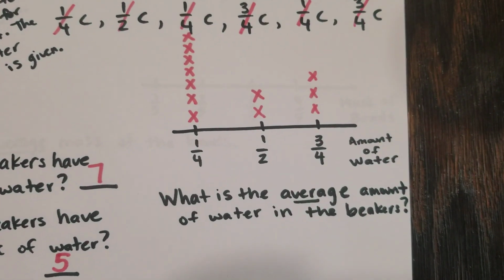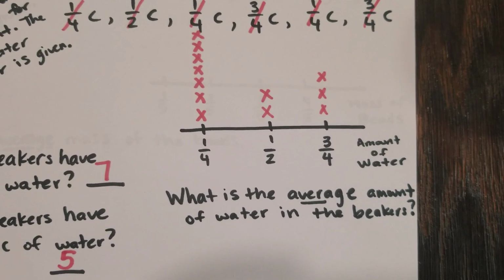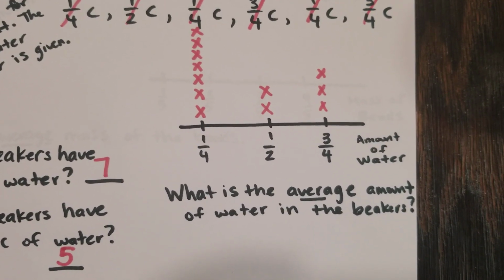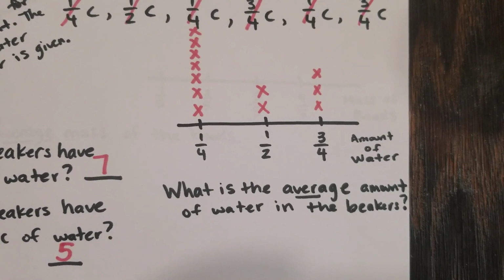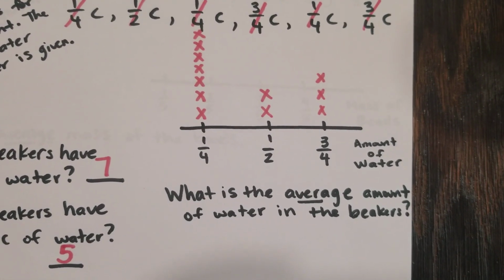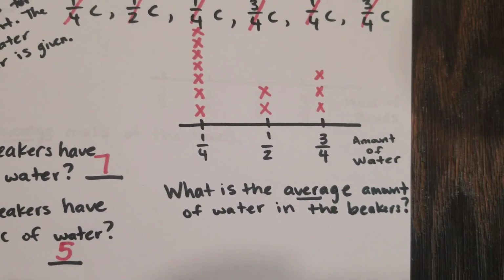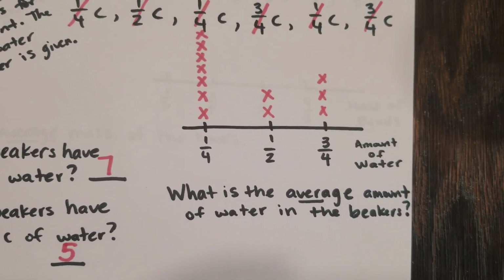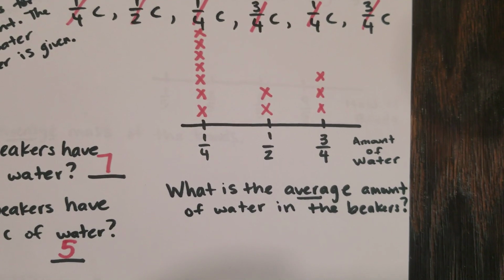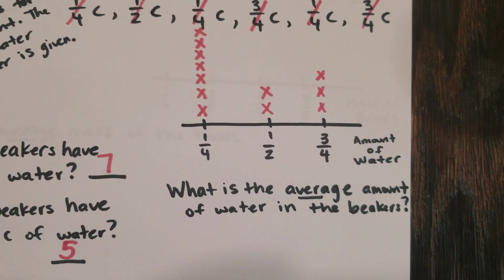Okay, average is something we do with data sets. It's when we find the mean. Okay, mean is the average. So your 4th grade teacher might have called it the mean, or might have called it the average. But when we find the average of a data set, what we do is we add up all of the numbers in the data set.